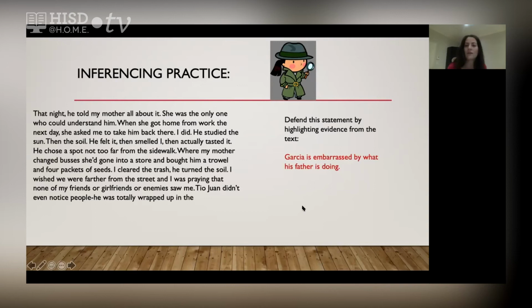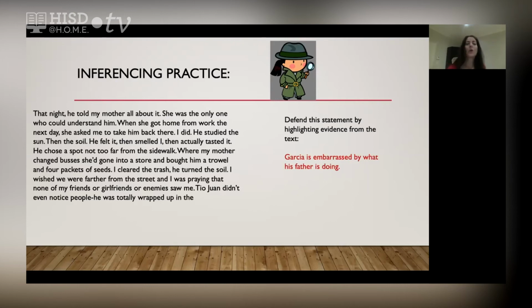Okay. Defend this statement by highlighting evidence from the text. So we're being that litigator again. We're being a lawyer. We're being a detective. So Garcia is embarrassed by what his father is doing. You're going to defend it, highlight, circle, underline, show in this paragraph proof that demonstrates Garcia is embarrassed by what his father is doing. That night, he told, so this is Garcia's father he's talking about.